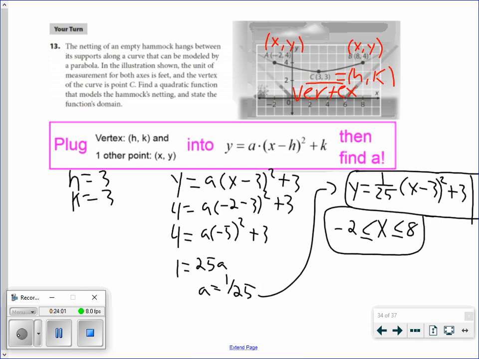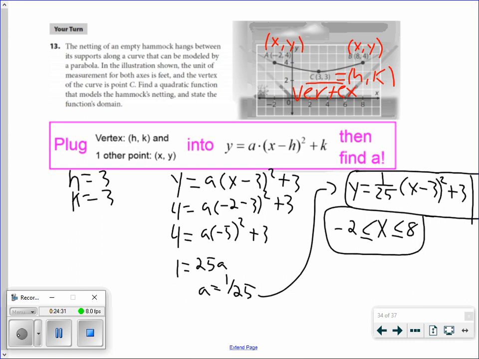Our vertex is at (3, 3), so our vertex is (h, k), where h is 3 and k is 3. When you plug that into the equation, you get y equals a times (x minus 3) squared plus 3. Then you plug in a pair of x and y points. It has to be a pair. You cannot pick one x from one point and the y from another. You have to take both the x and the y from one point. So I used (-2, 4). I just thought it would be a little easier. It doesn't matter which one you use. You should get the same equation either way.